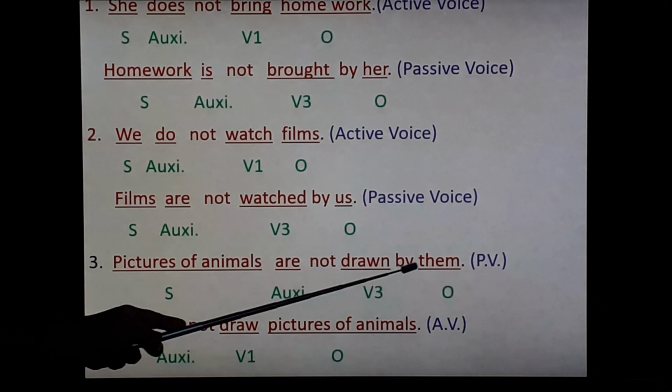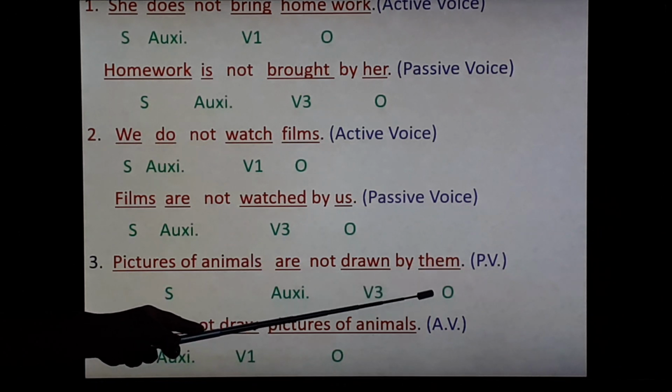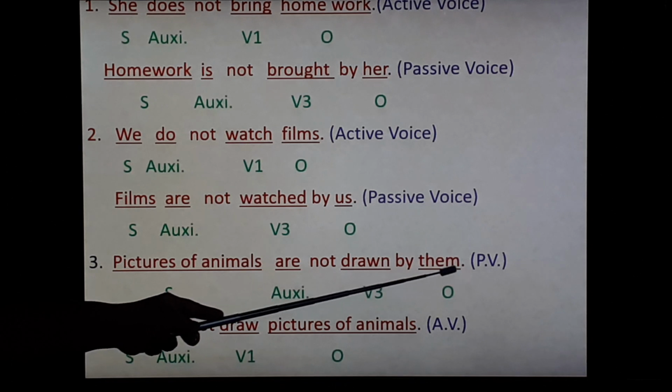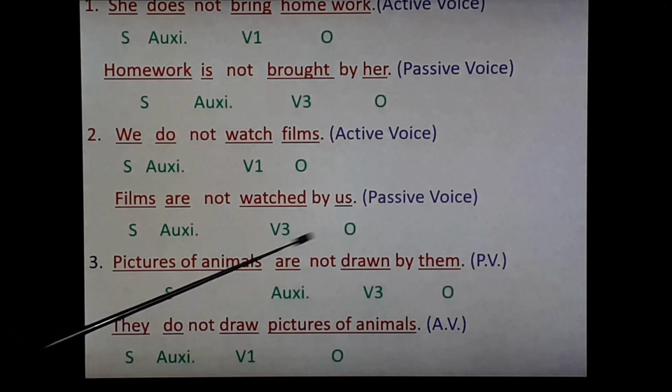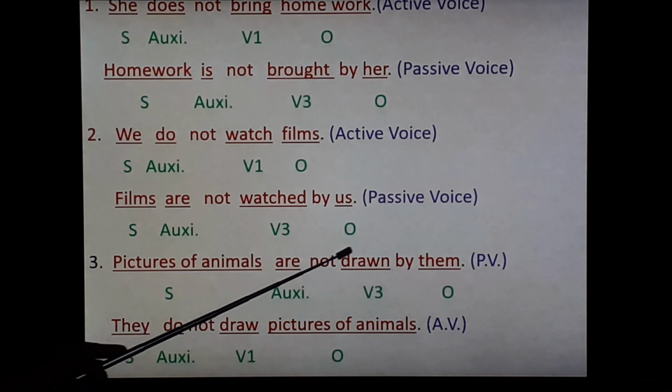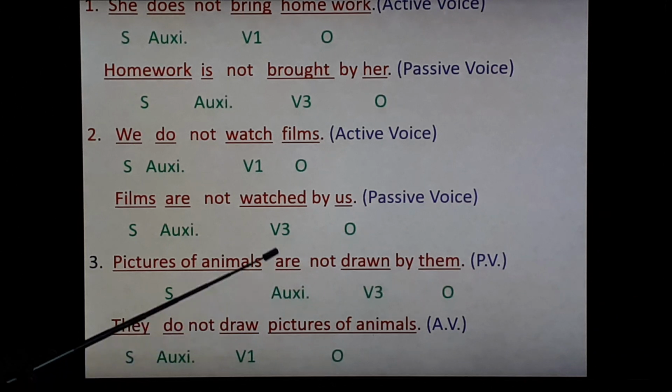After by, what is given? Them. So that is the object of passive voice. Now while turning to active, this will be the subject, meaning them becomes they. So they will come in the beginning in active voice. After that, are not drawn by them. The auxiliary verb are shows this is an example of present tense. That's why you have to use do or does. Why? Because it is a negative sentence in active voice. That's why we will use do.